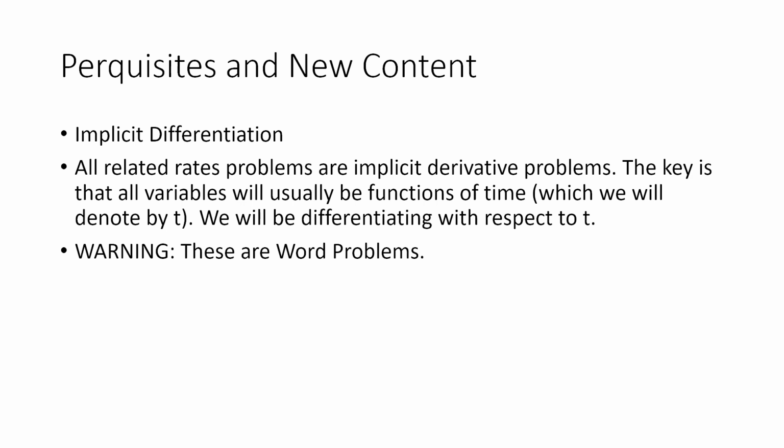For almost every related rate problem, we'll have things that are changing over time. We'll denote that by the variable t. So our independent variable will be t, and we'll have other variables which are functions of t, or functions of time. So keep in mind, all of these problems will involve implicit differentiation, and when we take the derivatives, we'll be differentiating with respect to time, or differentiating with respect to t.